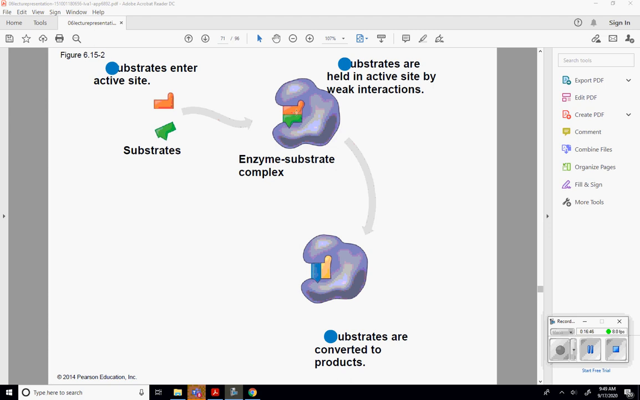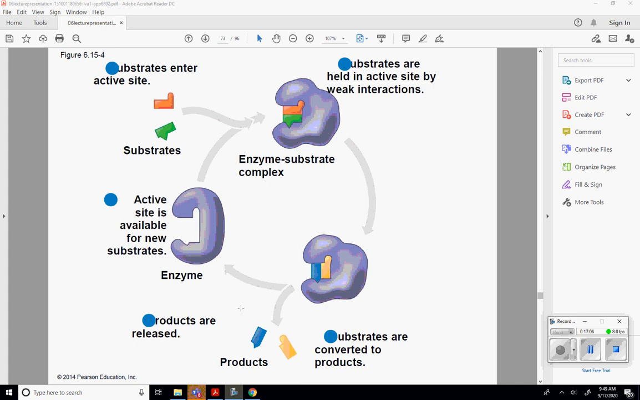So then this becomes what we call the enzyme-substrate complex. The substrates are converted into products. So now a new chemical reaction has happened, and then they're released from that enzyme, now that the chemical reaction has happened, and the products can be released.